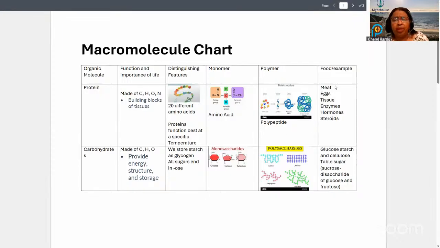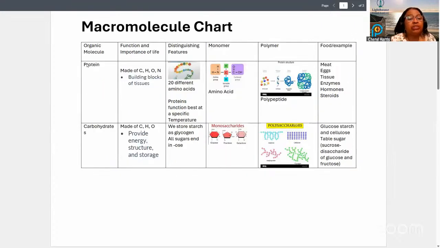We mostly find proteins in meats, eggs, all of the tissues in your body. Enzymes, hormones, and steroids are all made of protein. Then we have our carbohydrates. Again, the main function of a protein is to make tissue. When it comes into the play of a living thing, that's its job. The main job of a carbohydrate is to provide energy, structure, and storage. Those are its main jobs.